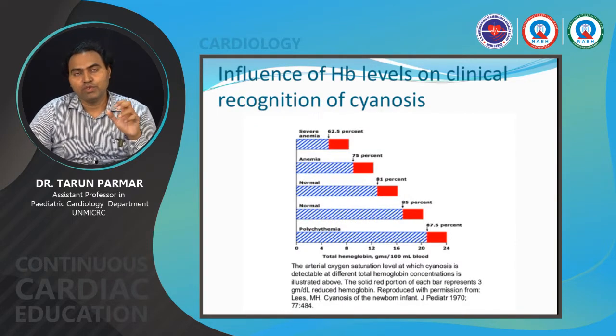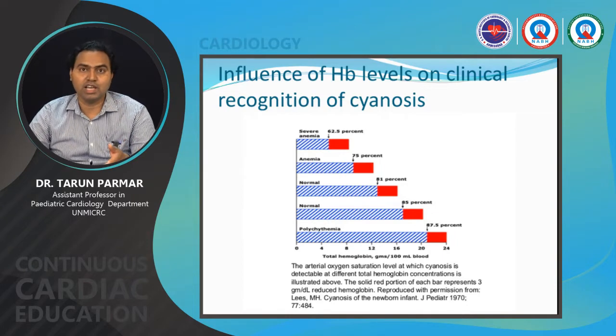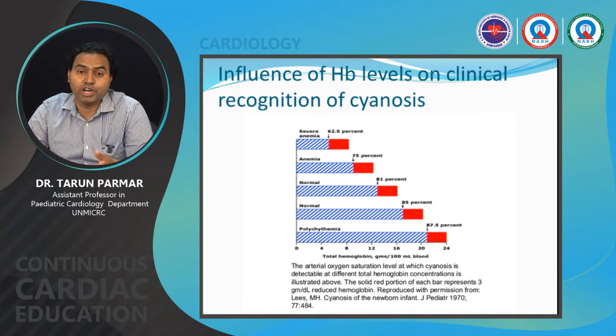So there is influence of hemoglobin level in the clinical recognition of cyanosis. Why? Because we need 5 gram per deciliter of reduced hemoglobin in the peripheral circulation, in the venules, to visibly see cyanosis. But when there is severe anemia, reduced hemoglobin is low because hemoglobin is very low. So in that situation, visible cyanosis occurs only when desaturation is very large. While in polycythemia, you can clearly see the cyanosis even if the saturation is above 85%.